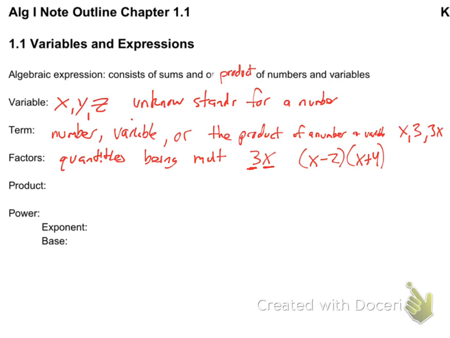Product. Product means what? It's a multiplication. So the product of something is the multiplication of factors. So it's not too bad today. We've got to multiply things together, possibly talking about what are those things we're multiplying together.